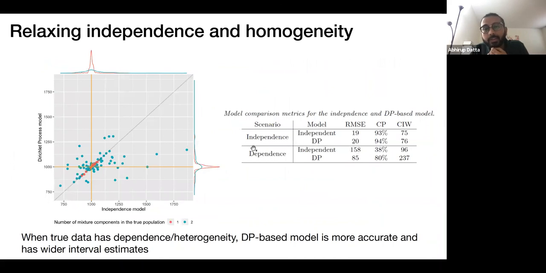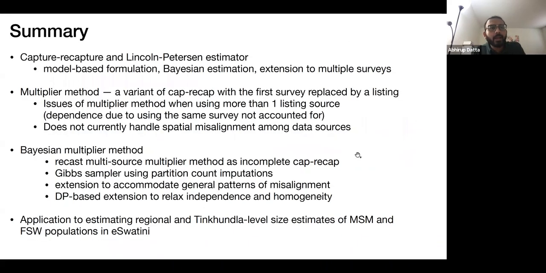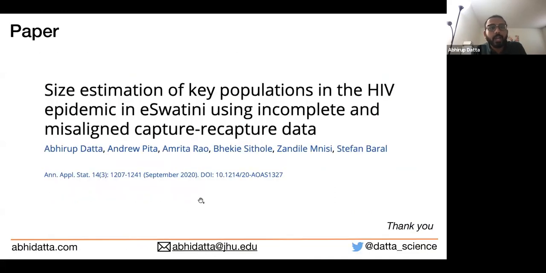When the data is generated using independence, both the independent model and the Dirichlet process-based model perform similarly. But when the data is generated with dependence, the Dirichlet process model far outperforms the independent model, as you can see in the RMSE numbers. This is a summary. I'll skip that. I think I've gone over all these points over the course of the talk. And this is the paper which came out in Annals of Applied Statistics last year. Thank you.